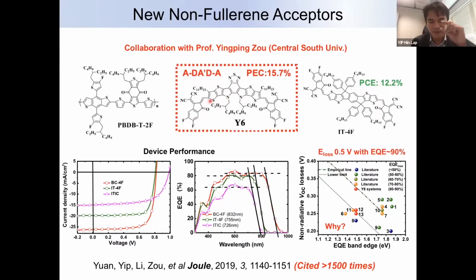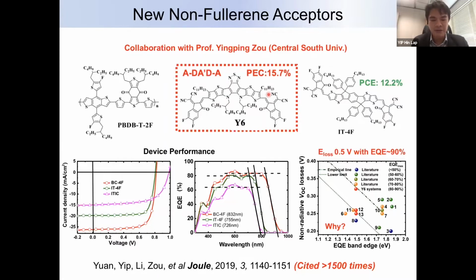So this is a very low bandgap material with absorption up to 950 nanometer. But compared to the previous champion non-fullerene acceptor, we found that although it absorbs more light and generates more photocurrent, the VOC, the open circuit voltage, doesn't really drop, and it has a very good EQE. That means the overall energy loss in this material is small while maintaining a very good photocurrent generation. This is the reason why it gives a very good performance.